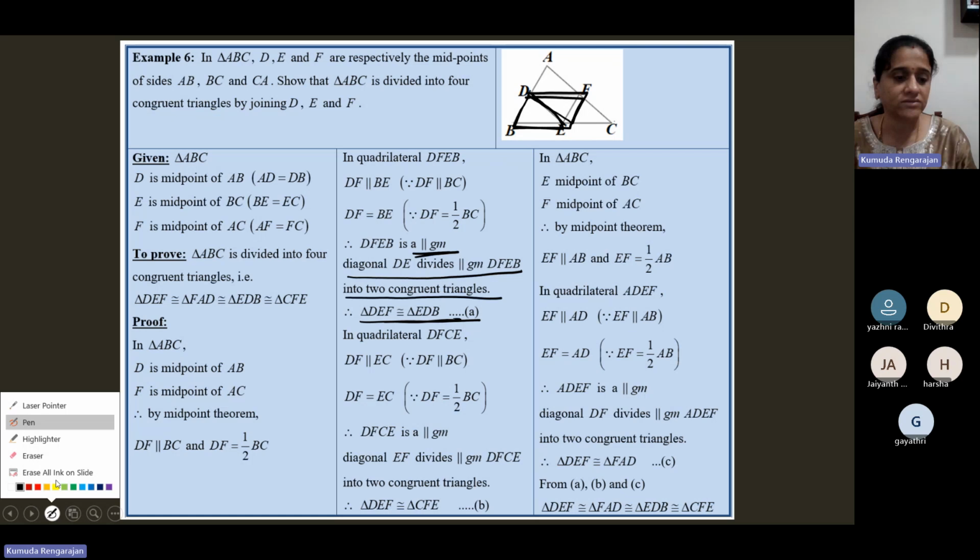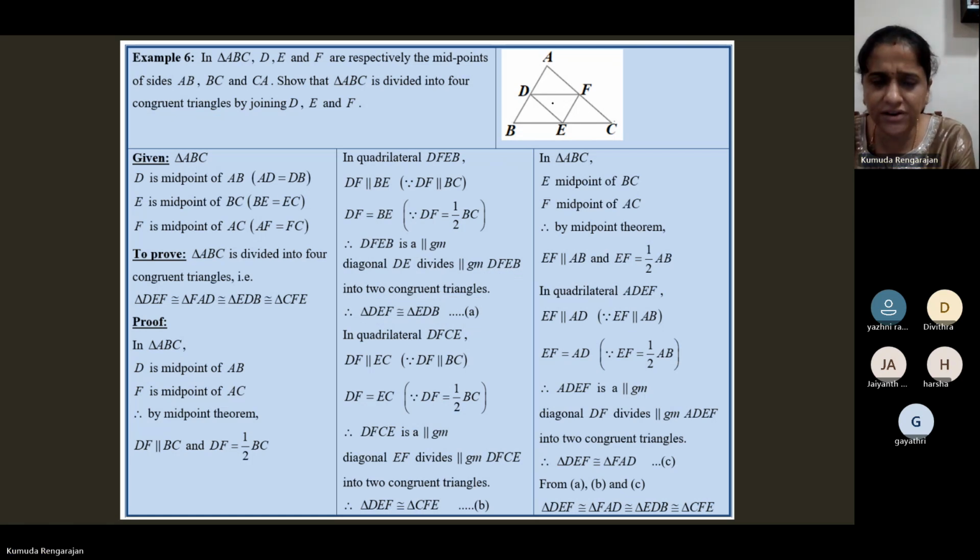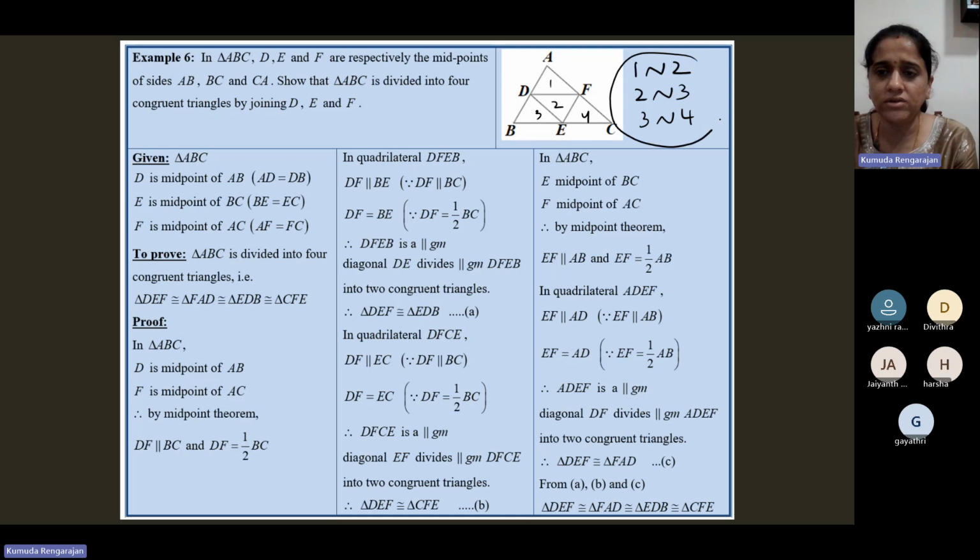So the proof goes like this. We are going to prove that triangle 1 is congruent to 2, triangle 2 is congruent to 3, triangle 3 is congruent to 4. So when you compare all this, all the 4 are congruent to each other. Like A is equal to B, B is equal to C, C is equal to D, so A is equal to B is equal to C is equal to D. When you compare these results, all the 4 triangles are congruent to each other.